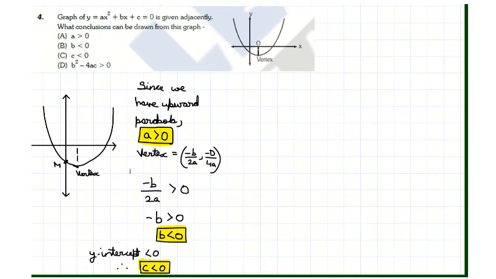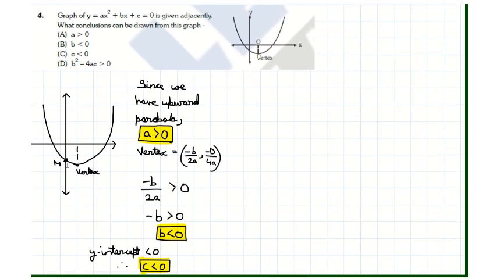Now, because we have an upward parabola, we can deduce that a is greater than 0 and the vertex lies below the x-axis, that is minus b by 2a greater than 0. Since a is greater than 0, we have minus b is greater than 0 or b is less than 0. The y-intercept or point M is less than 0. Thus, we have c less than 0.